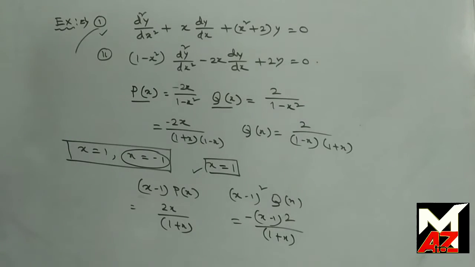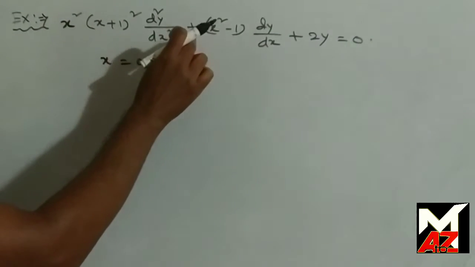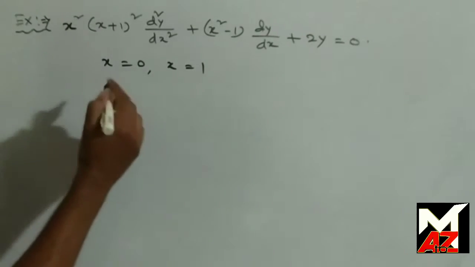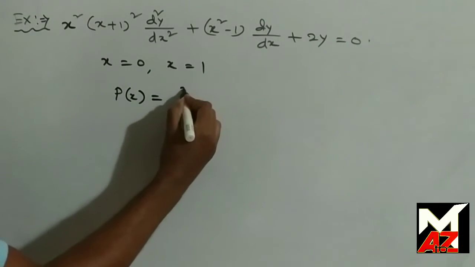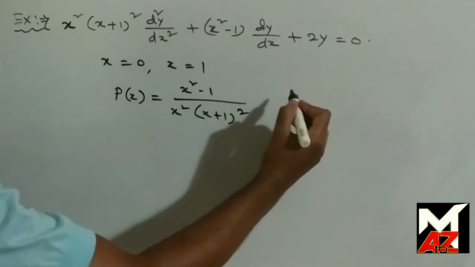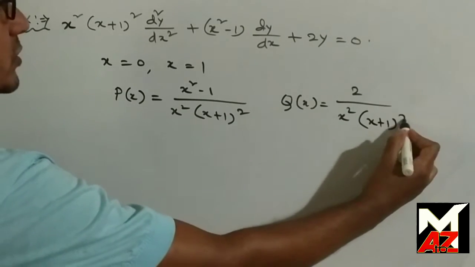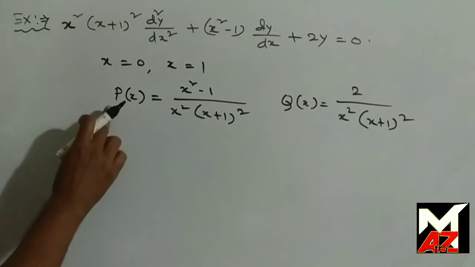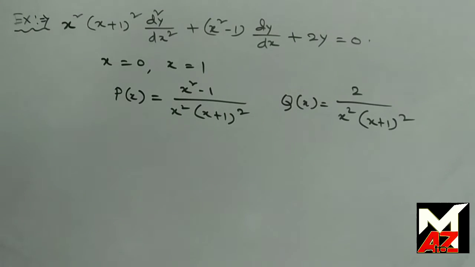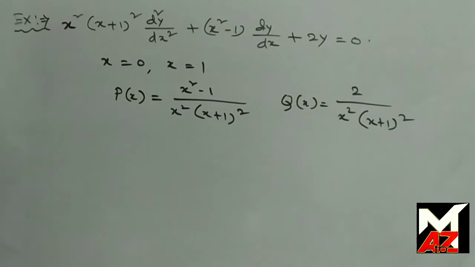Now we go to another example. x square into (x plus 1) whole square d2y by dx2 plus (x square minus 1) dy dx plus 2y equal to 0. By normalizing this equation, we get p of x equal to (x square minus 1) by x square into (x plus 1) whole square, and q of x is equal to 2 by x square into (x plus 1) whole square. Clearly x equal to 0 is a singular point, because this and this both are not analytic at x equal to 0.